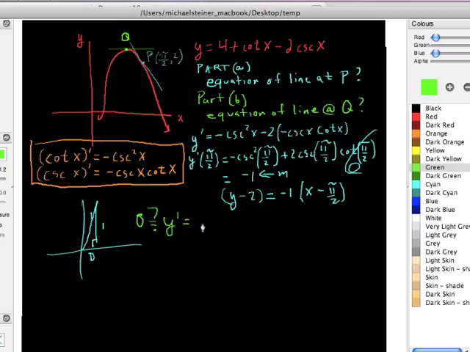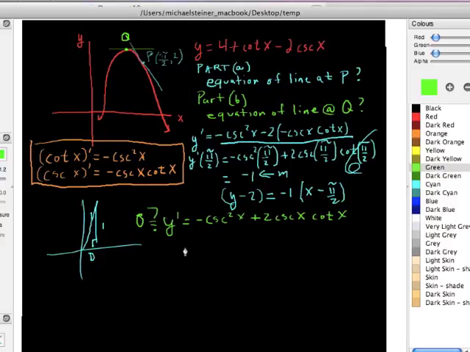So y prime we just said is negative cosecant squared x plus 2 cosecant x cotangent x. I got this right from the line above, because we just took the derivative, and I'm just writing it this way. So we want to know when this is equal to 0. Well, just looking at it, you might say, I don't know, Mr. Steiner, how do we get this to be equal to 0?